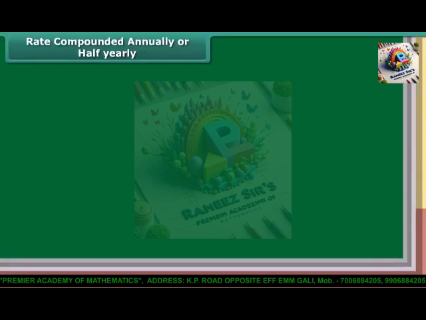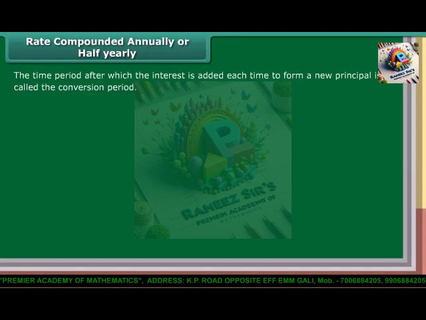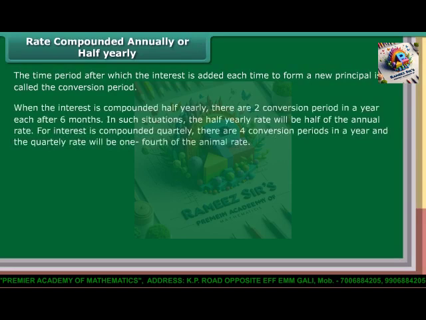Rate compounded annually or half-yearly. The time period after which the interest is added each time to form a new principal is called the conversion period. When the interest is compounded half-yearly, there are 2 conversion periods in a year, each after 6 months. In such situations, the half-yearly rate will be half of the annual rate. When interest is compounded quarterly, there are 4 conversion periods in a year and the quarterly rate will be 1/4 of the annual rate.